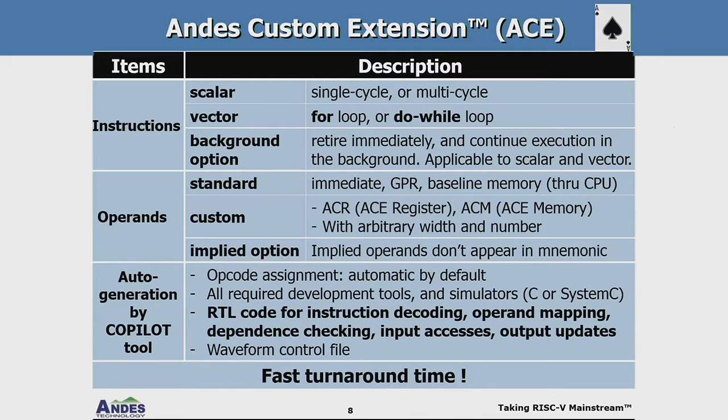So all this can also be generated by our tool called COPILOT, including opcode assignment, all the required development tools, like assembler, disassembler, debugger, and also the system files for the compiler and simulator. And more importantly, all the housekeeping RTL code, including instruction decoding, operand mapping, dependency checking, input access, and output updates, is all generated by the tool. So the user only needs to focus on the functionality designed by the instruction. So they design the instruction like they are doing an ASIC design.